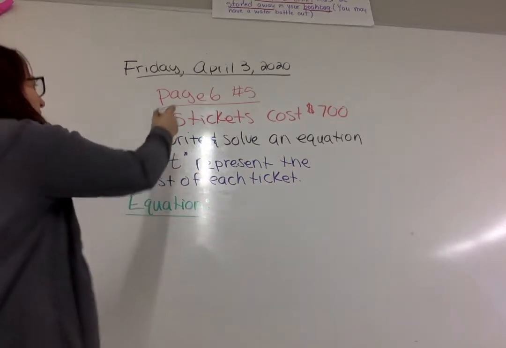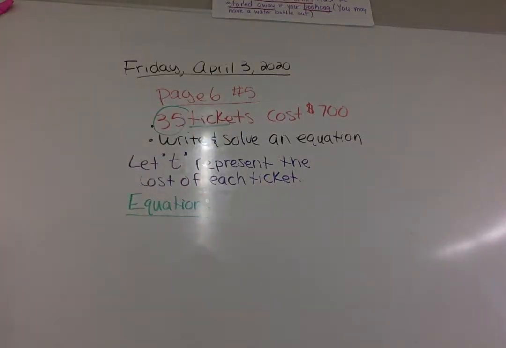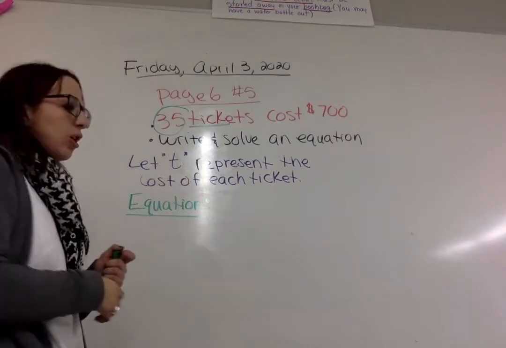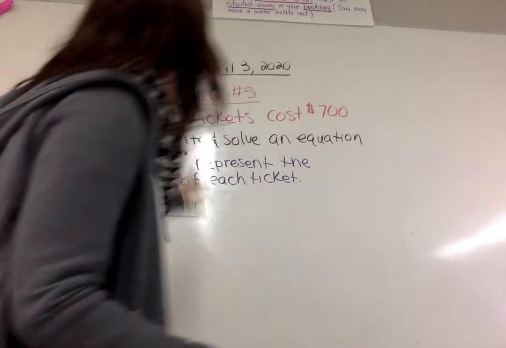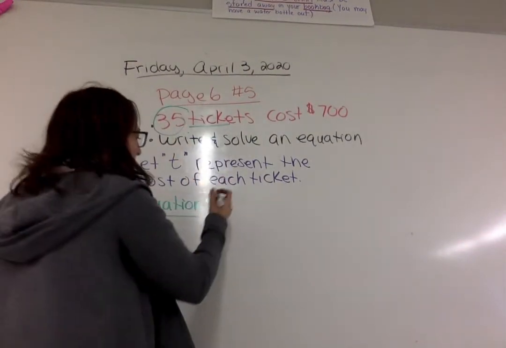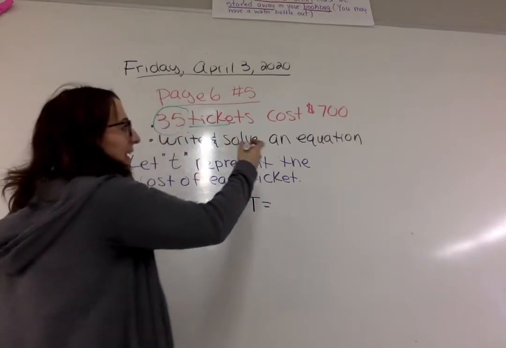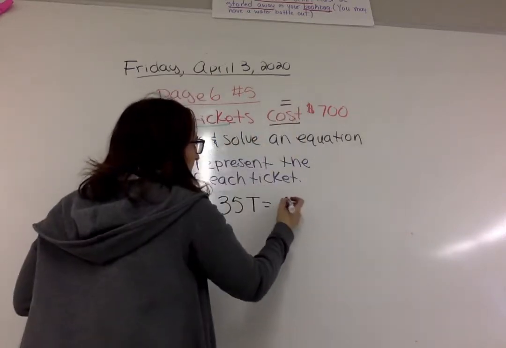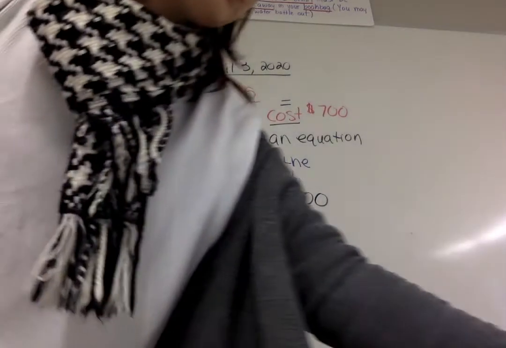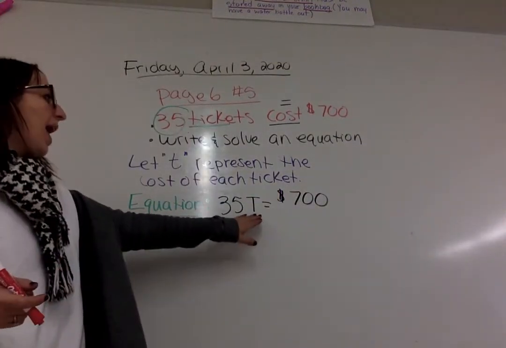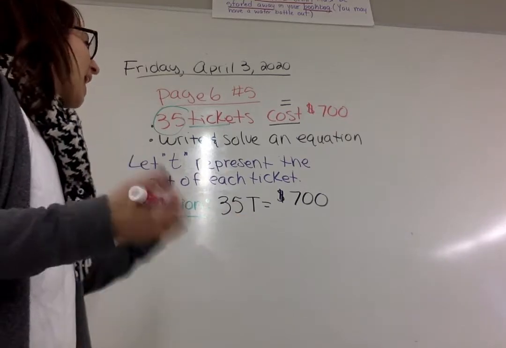Okay, I got 35 tickets. I know that the variable that I assigned was t. You're going to use your variable that you picked. But I know that each means I have to multiply. So I'm going to multiply 35 times my variable, whatever it is, and mine was t. The total cost means equal sign, $700. So there's my equation. Now I need to solve the equation because I want to know what number makes t true, meaning how much is each ticket.